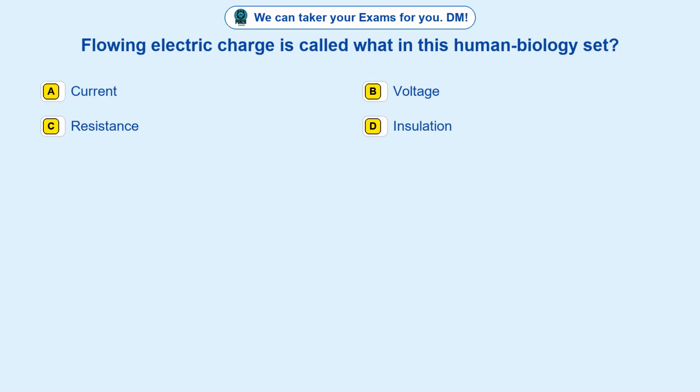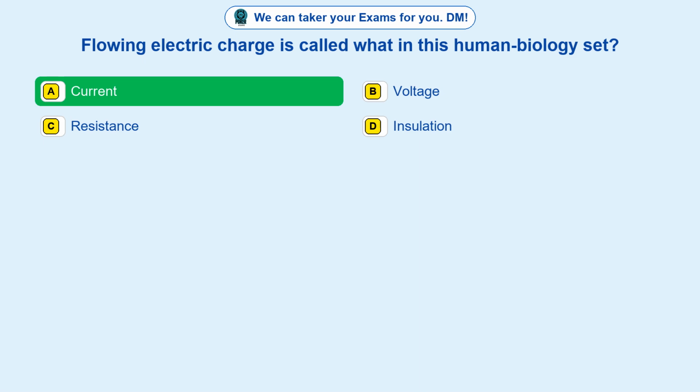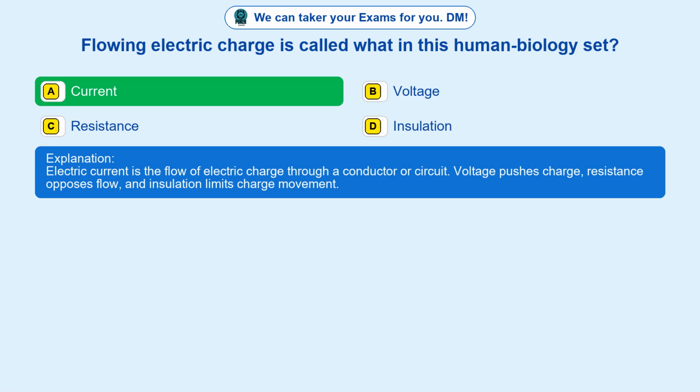Question 69. Flowing electric charge is called what in this human biology set? Option A, current. Option B, voltage. Option C, resistance. Option D, insulation. The correct answer is option A, current. Electric current is the flow of electric charge through a conductor or circuit. Voltage pushes charge, resistance opposes flow, and insulation limits charge movement.